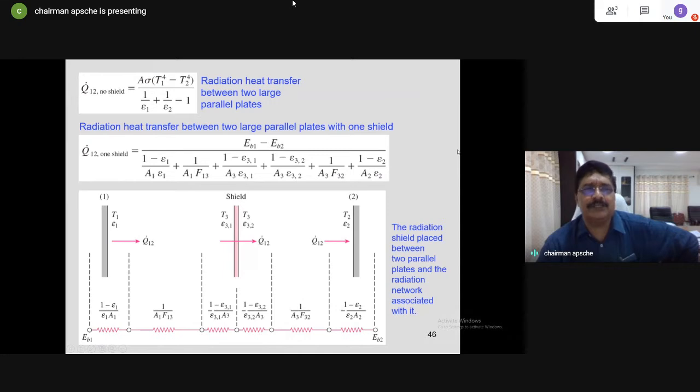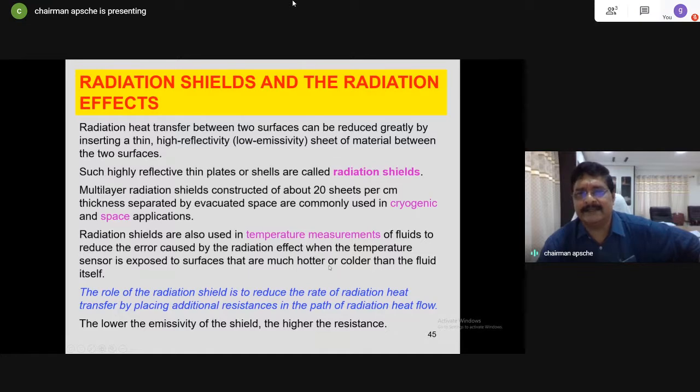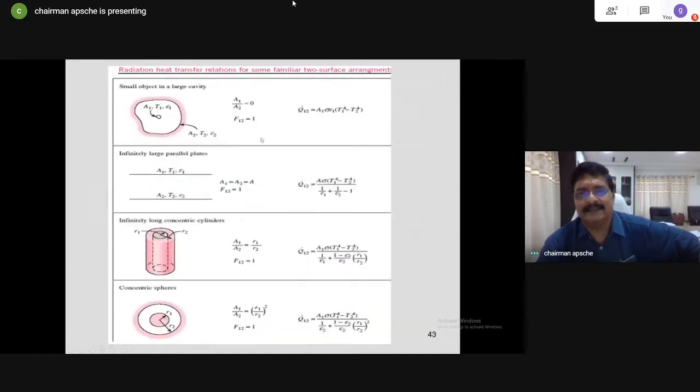Two infinitely large parallel plates. What is the radiation heat exchange between them? It is A sigma (T1^4 minus T2^4). You don't remember this? Here it is.